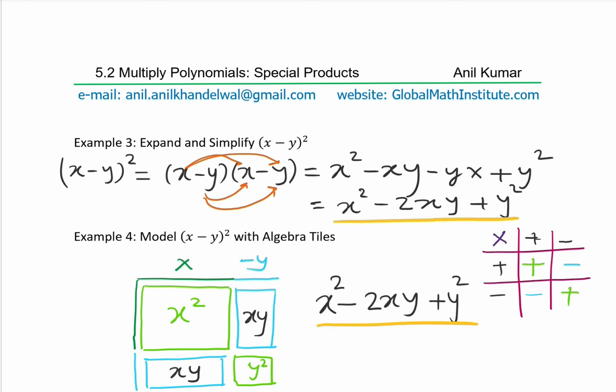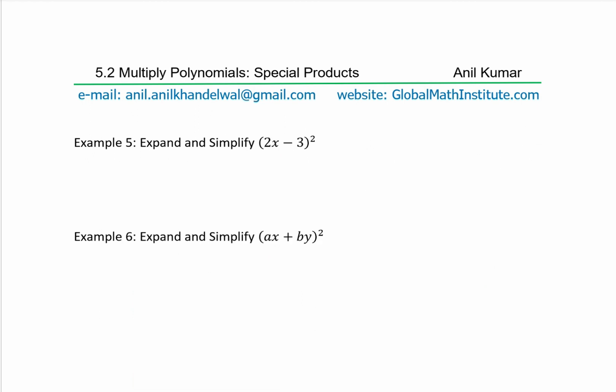So we could use algebraic tiles, or we could model the situation using rectangles. Now let's move on and take the next example. Example number 5. You need to expand and simplify (2x minus 3) whole squared. You can now pause the video, answer this question, and then check with my solution.